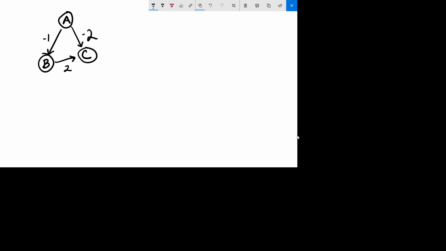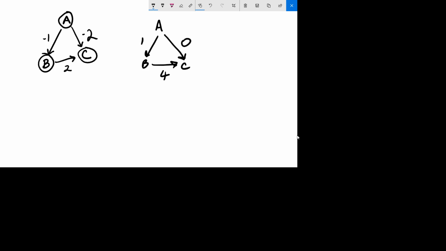Okay? What happens if we add 2 to every edge? So we end up with A to B being 1, to C being 0, and to this being 4. We still get the same answer, right? If we do a shortest path algorithm on this, we're going to find the shortest path from A to C is 0, right? Or the shortest path from A to C is just going from A to C.